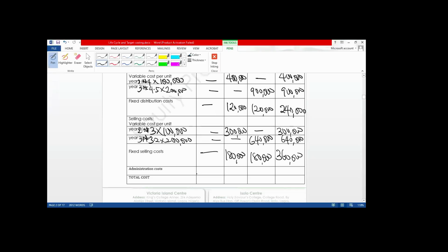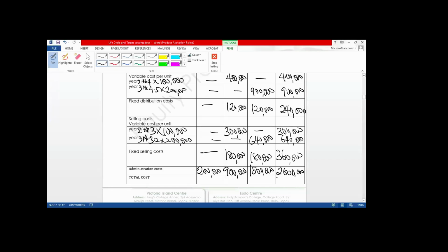Then go to your admin cost. Year 1, how much? 200,000. Year 2, how much? 900,000. Then year 3, 1.5 million. Total is 2.6 million.